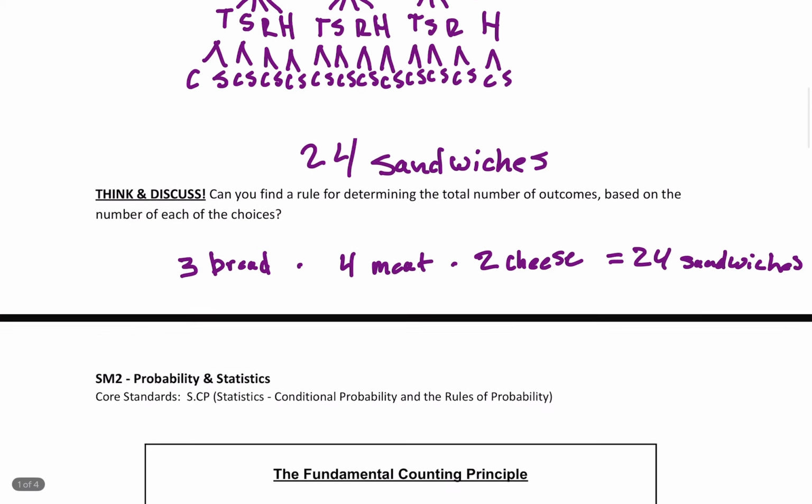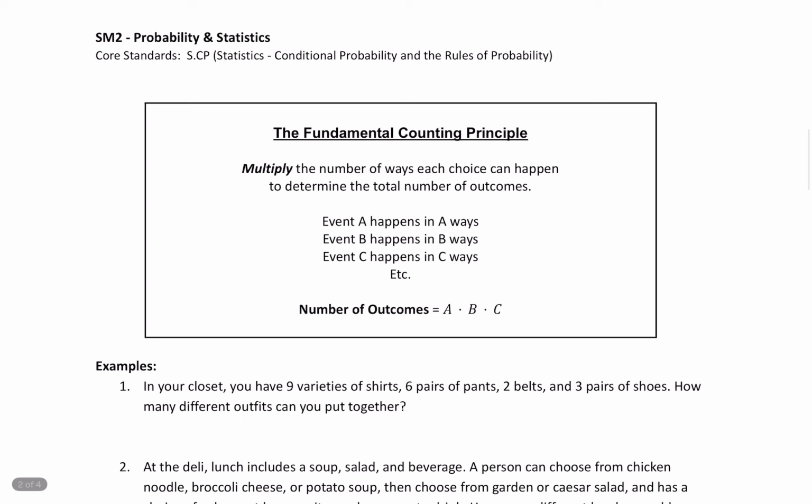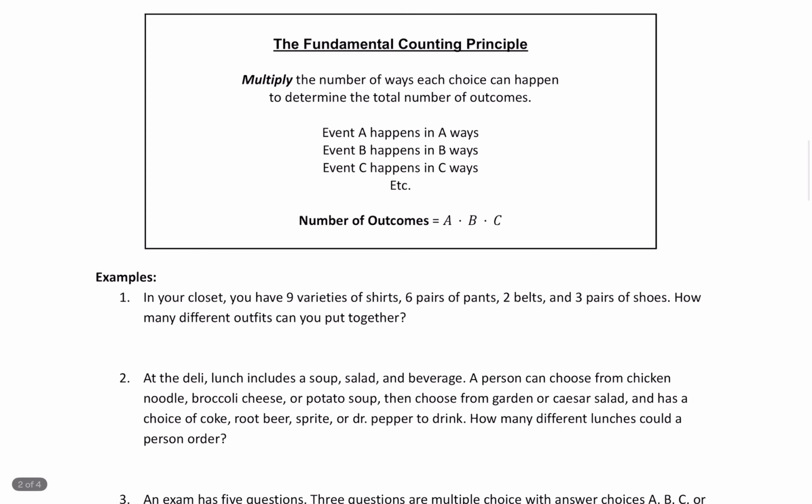So looking at a more generic form of this, if we multiply the number of ways each choice can happen, we can determine the number of outcomes. So in event A, we have A ways, in event B, we have B ways, and in event C, we have C ways. So ours would be, for event 1, we'd have 3 different breads, so we'd put a 3 here. For event 2, we would have 4 different meats, we'd put a 4 here. And event 3, we'd have 2 different cheeses, we'd have a 2 here, and that would give us our 24 as the total number of outcomes.